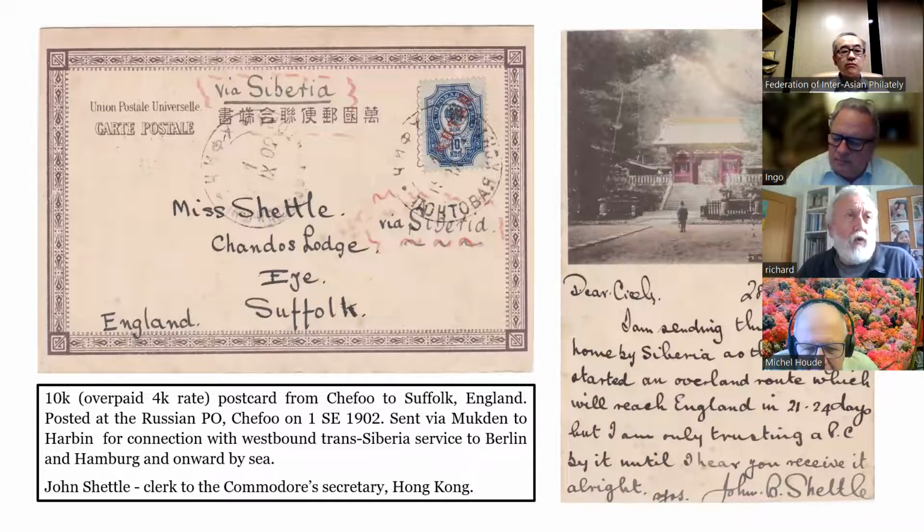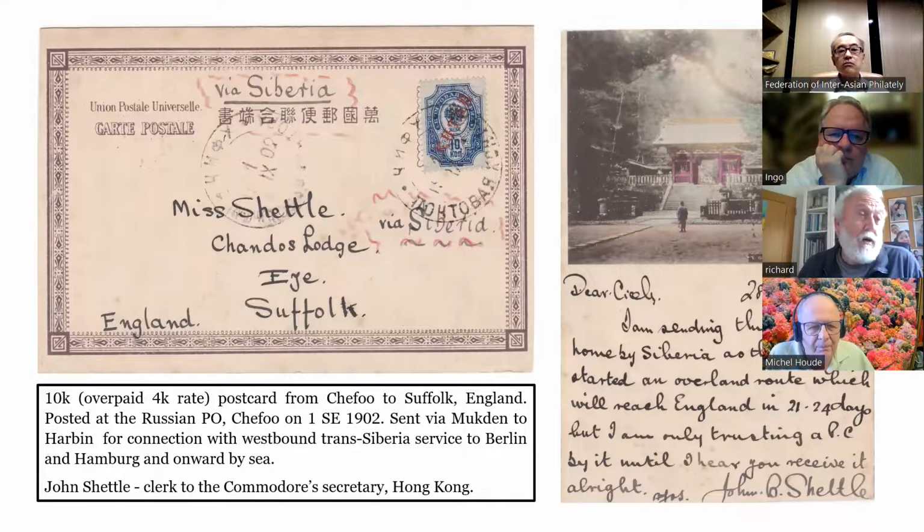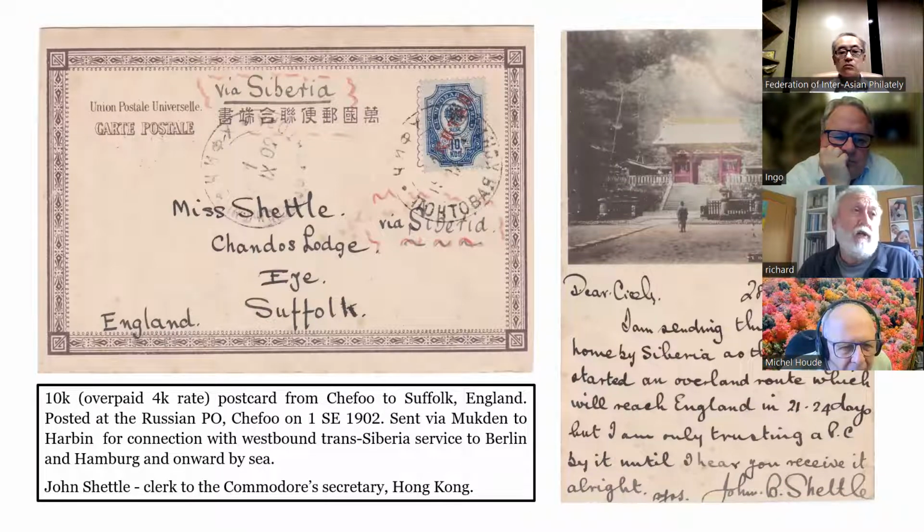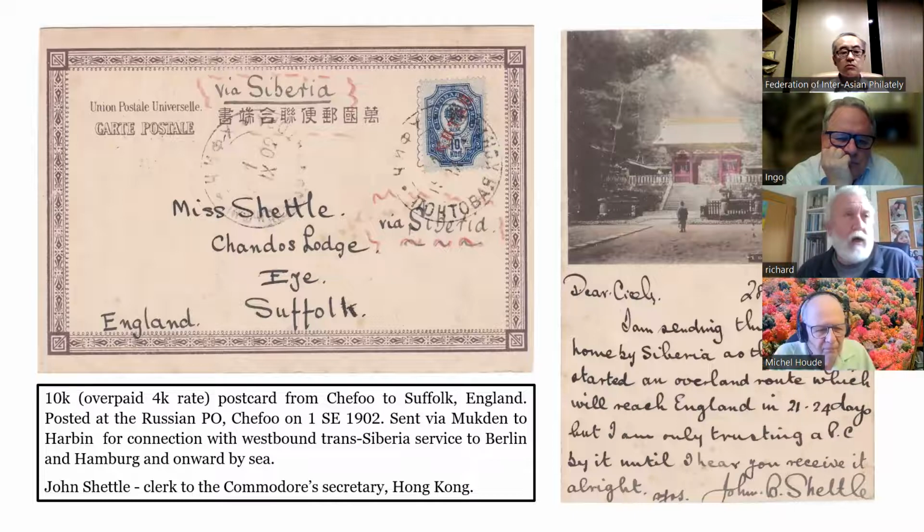And it was even before the China Eastern Railway, which connected Harbin, which was the link into the main Trans-Siberian East-West line through Russia. That hadn't been fully built yet. The northern section had been, and had been repaired by this time after the Boxer Rebellion that blew it to pieces. So this was an interesting thing for me.